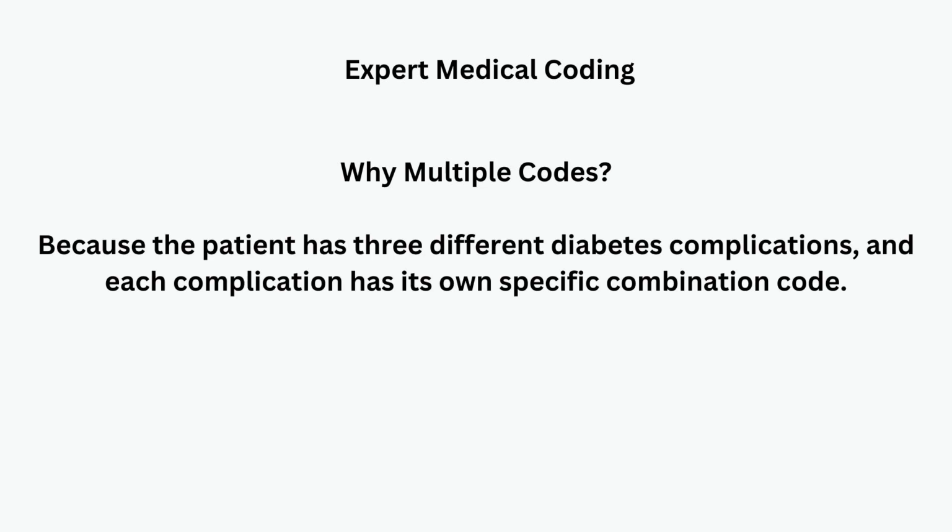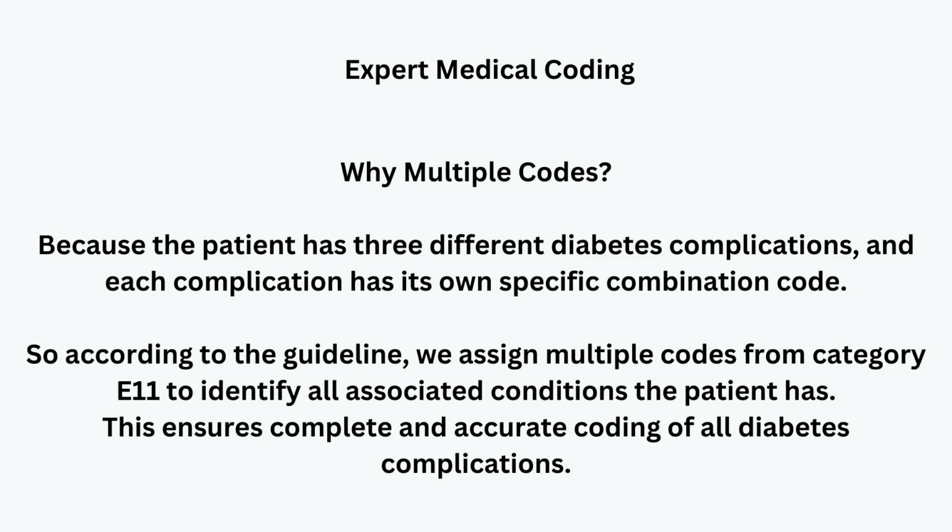Why multiple codes? Because the patient has three different diabetic complications, and each complication has its own specific combination code. So according to the guideline, we assign multiple codes from category E11 to identify all associated conditions that the patient has. This ensures complete and accurate coding of all diabetic complications.